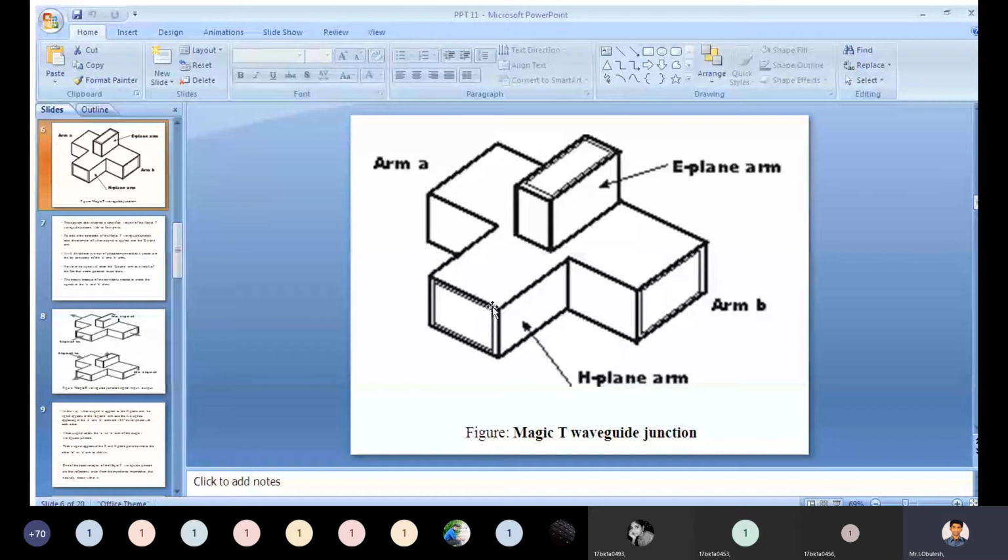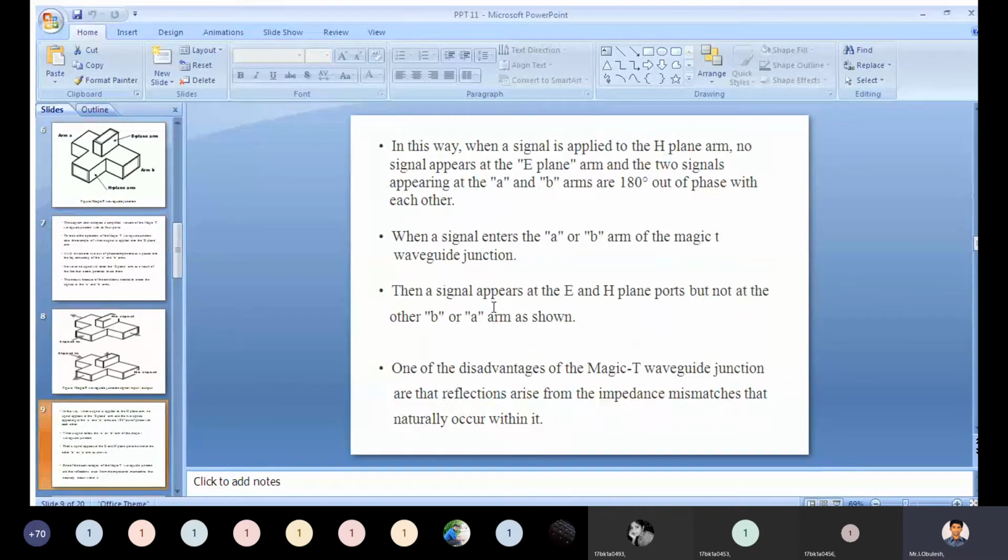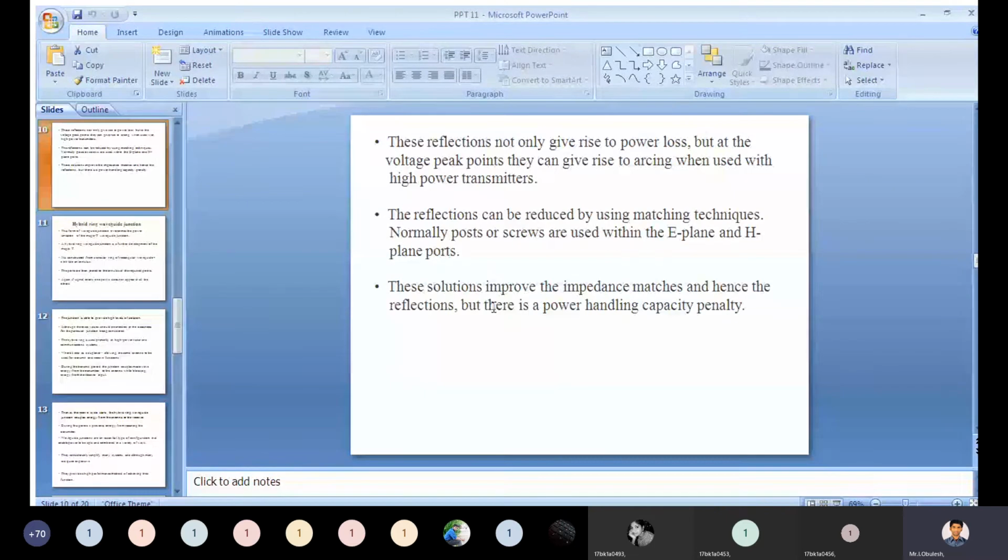Normally, the posts or screws are used within the E plane and H plane ports. With the help of these posts and screws, you need to overcome the reflections we are getting from the magic T waveguide junction. These are very important. Okay, this is over already. Fine. So the reflections can be reduced by using the matching techniques.